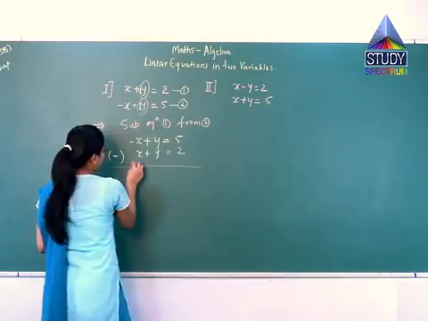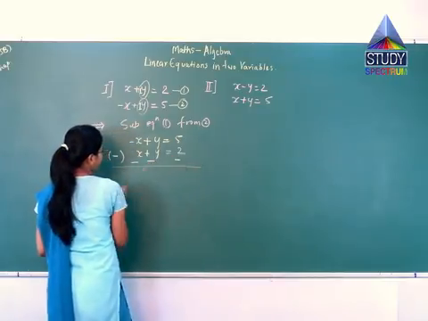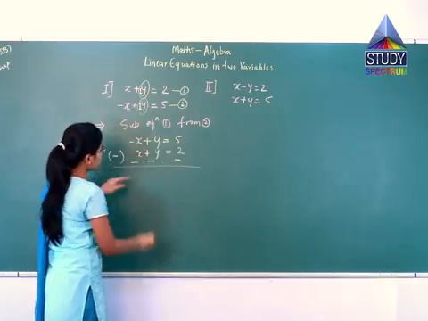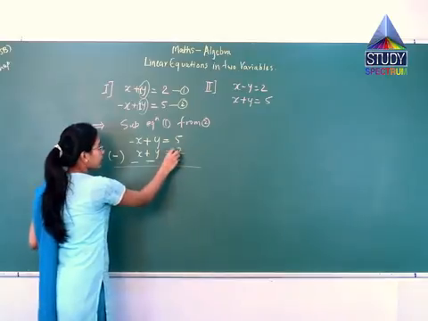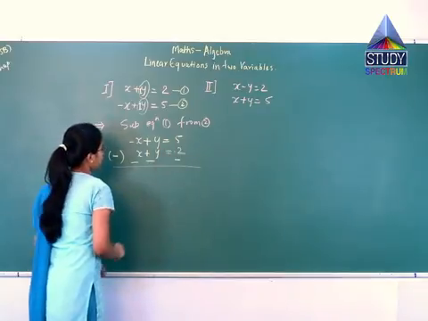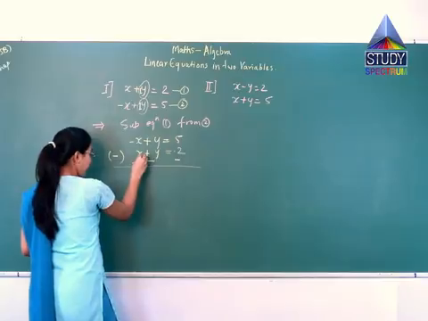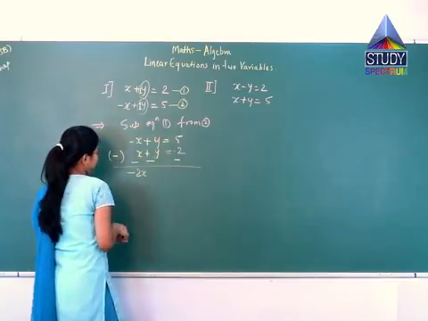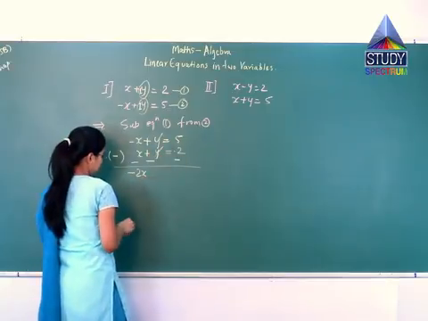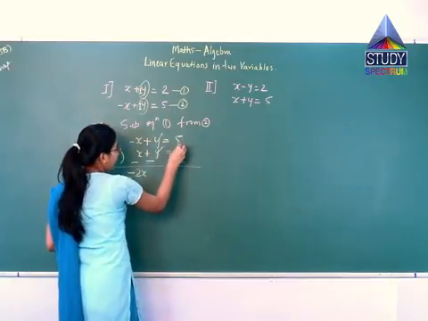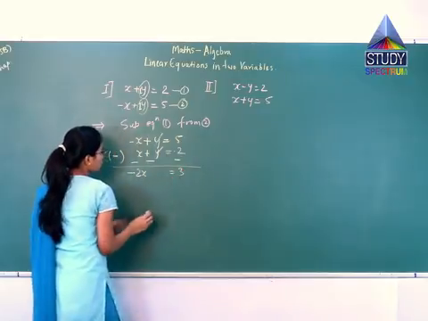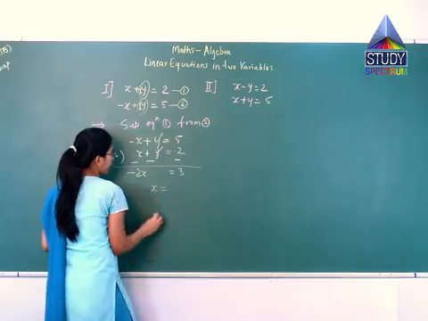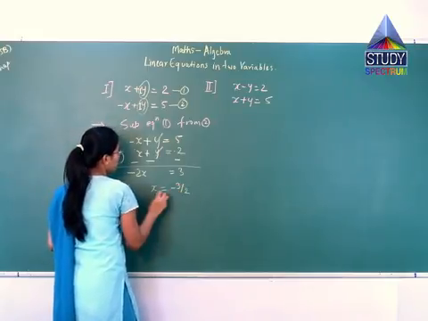So the base sign will change. x doesn't have a sign, that means it is plus, so it will become minus. This plus becomes minus, and again here there is no sign, that means it will become minus. So you can see minus x, so minus 2x, plus y minus y will get cancelled, and 5 minus 2 is 3. So you can see y gets cancelled and we get x as minus 3 by 2.